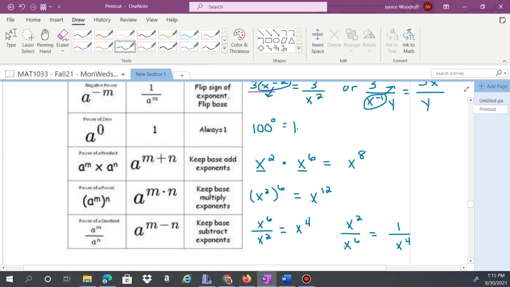So what we want to do with these rules is combine them all together and simplify all these exponent problems.